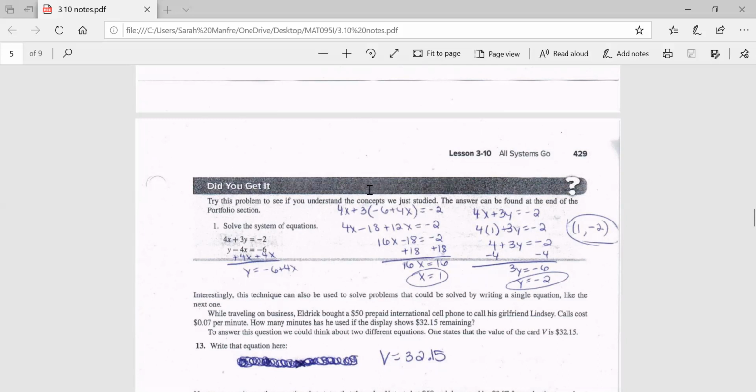So this right thing came right over here. And then we're going to solve using distributive property. So 4x comes down. 3 times -6 is -18. 3 times 4x is 12x equals -2.